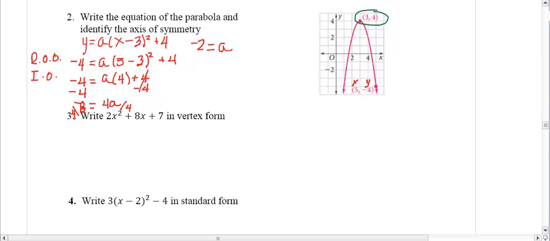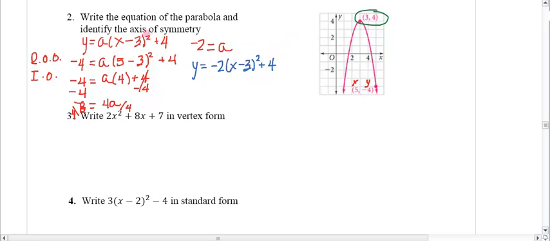So we're going to rewrite the equation without the x and the y, because remember, we don't actually want to write those in there. So y is going to equal negative 2 times our x value minus the 3 we already found and plus the 4 we already found. So there's the first part. There is the vertex form.